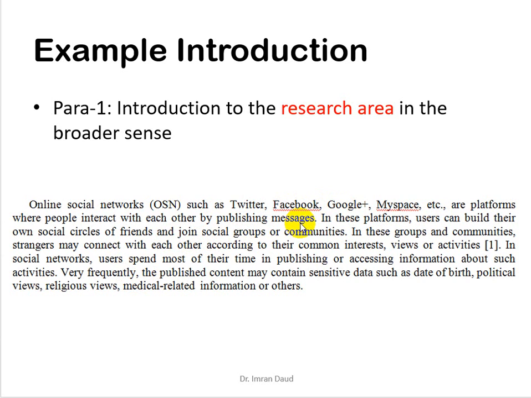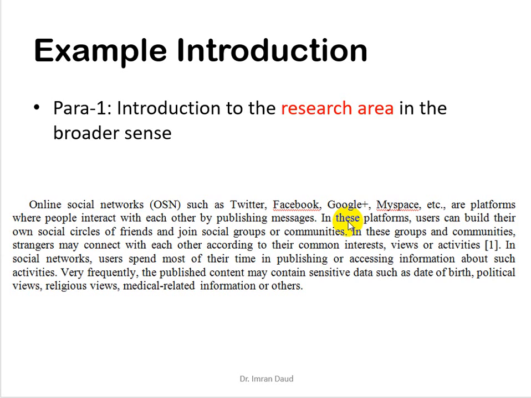As you can see, the first paragraph only focuses on the nature of social networks. What is the objective of social networks? It is a platform where people can interact and publish their messages, right? That is one thing. In the next sentence, as you can see, we have used a joiner here: in these platforms.